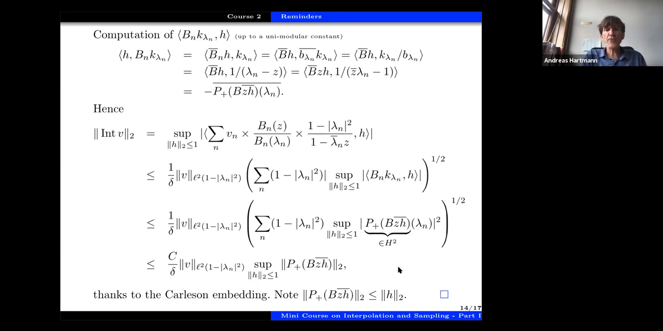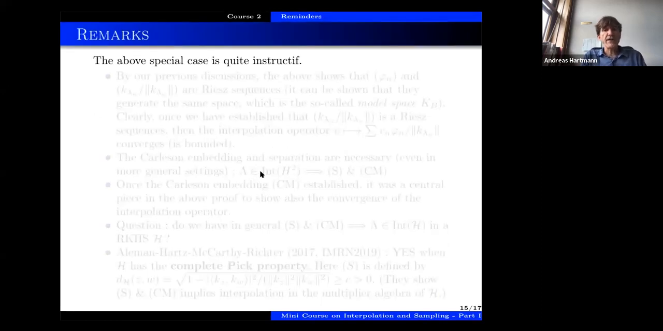Okay, so this shows that for the interpolation operator, I was starting from a finite sequence, and for all finite sequences I get this estimate. But then of course, since finite sequences are dense in this weighted L^2, I can do it for arbitrary sequences, and this operator is bounded. All right, so the previous case is quite instructive.